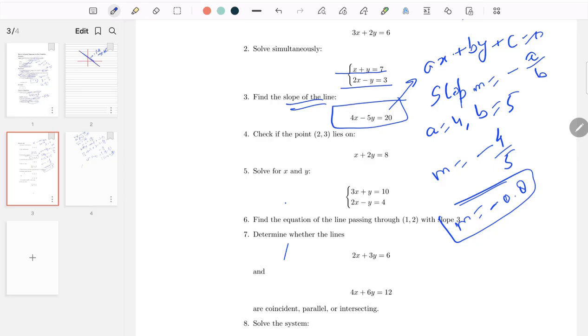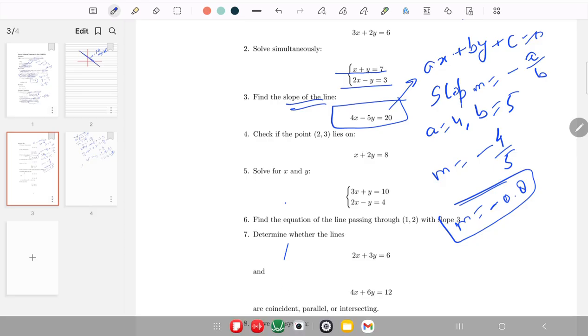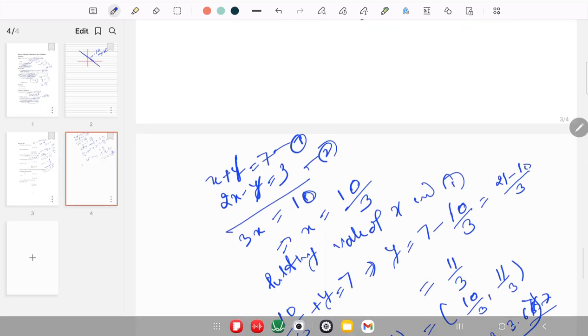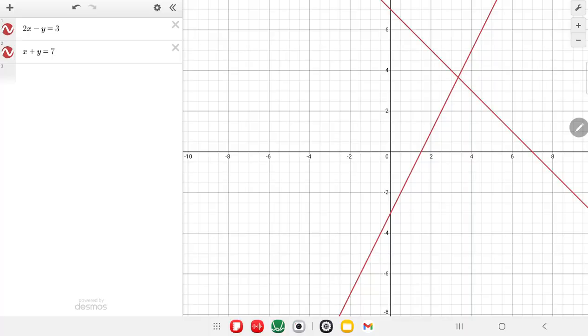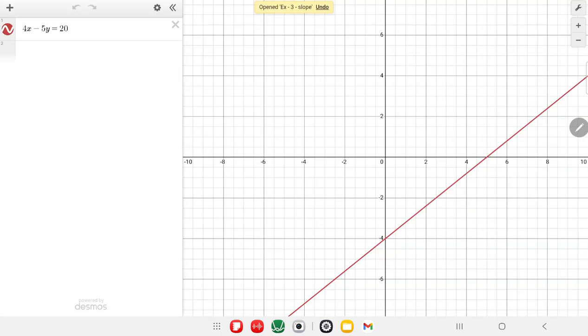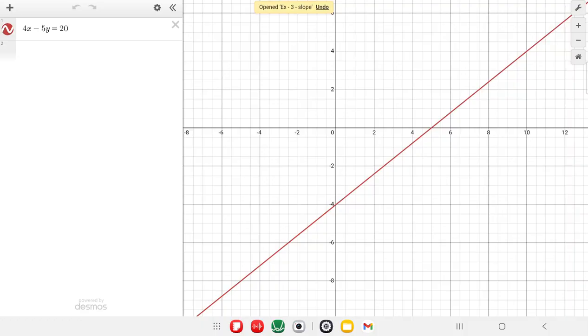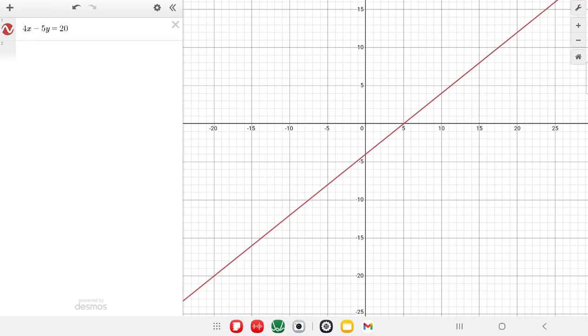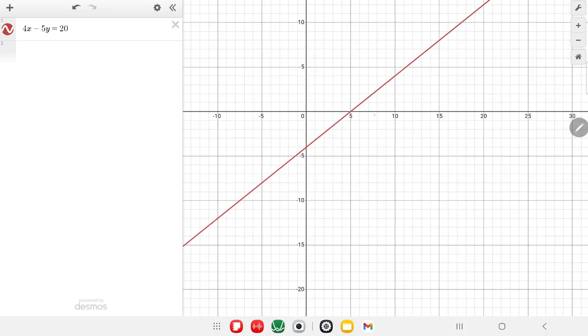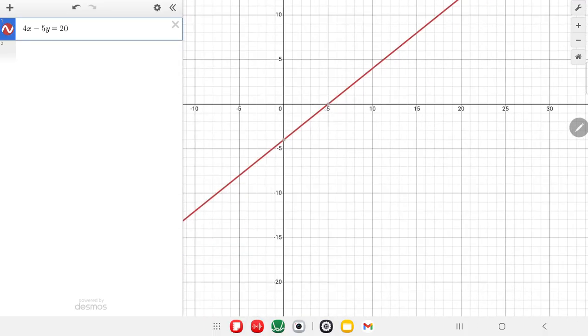Okay, now we will draw 4x minus 5y equal to 20. So this is the line, and this is the slope angle between the x-axis and the line.